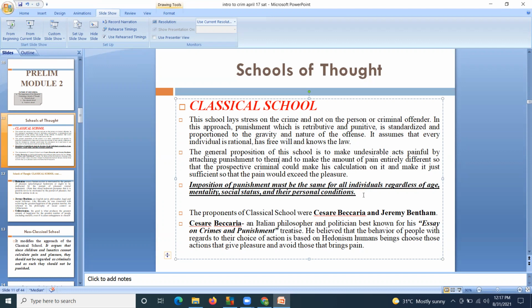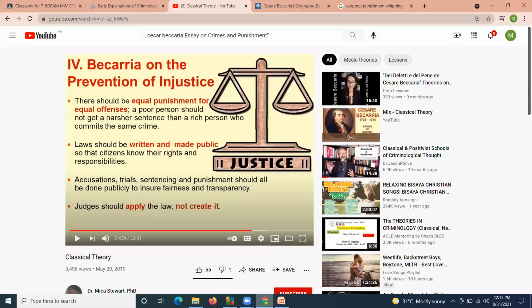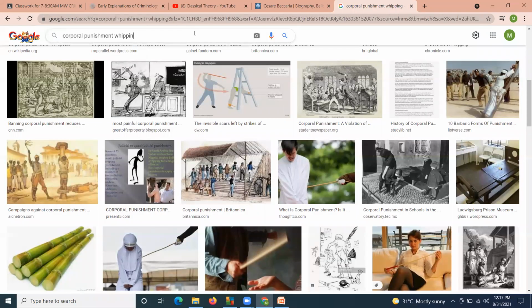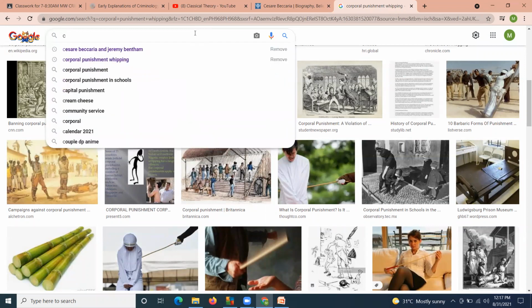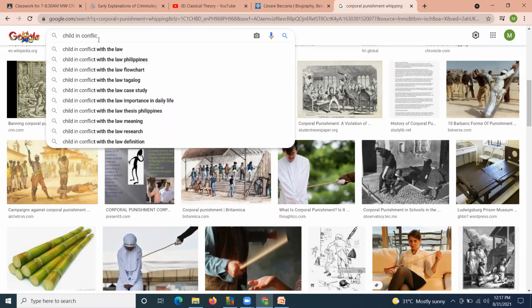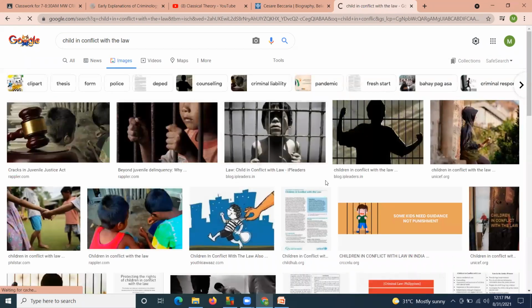And in the contemporary setup, our juveniles are protected by law. Contemporary means as of present, okay? Even our children in conflict with the law. What is a child in conflict with the law? These are children who have committed a crime, waiting for investigation, waiting for trial, waiting for judgment. These are considered, again, children in conflict with the law.